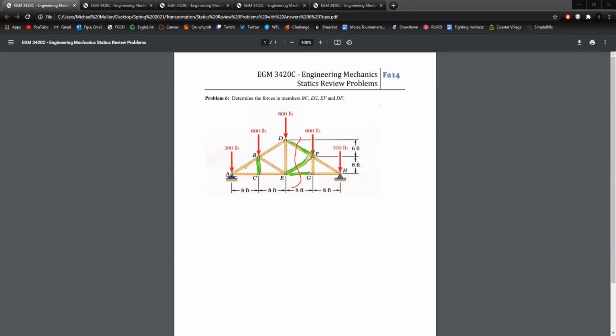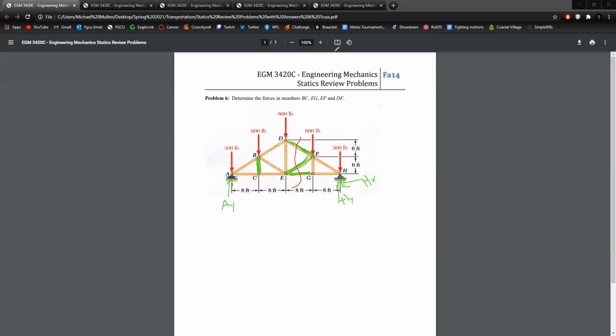The first thing you want to do for any kind of truss problem like this is we're going to need the reactions. We're going to need our HY. This is also going to have an HX. I apologize, I am writing with a mouse, so I will try to make it more legible than this. And we're going to have AY. There we go, that's better.